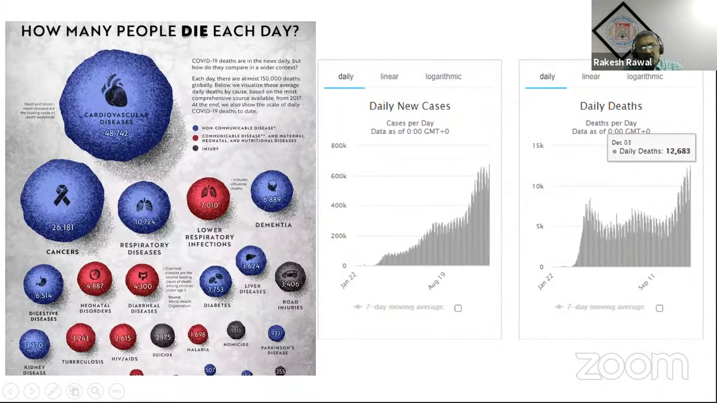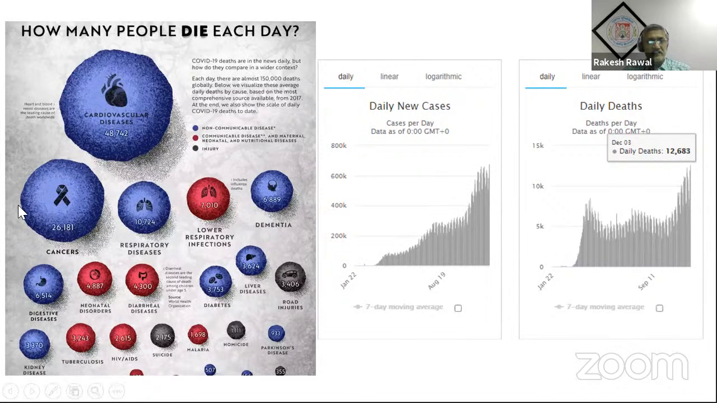If you look at the figures of incidence and death, the death rate ranges from somewhere around 2% to 5%. And if you look at the daily death due to COVID, it is more than, say, 6,000 on average. And the daily death on December 3 globally was around 12,683, as of yesterday. So is this figure alarming?